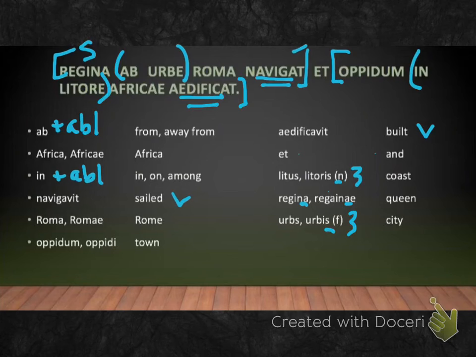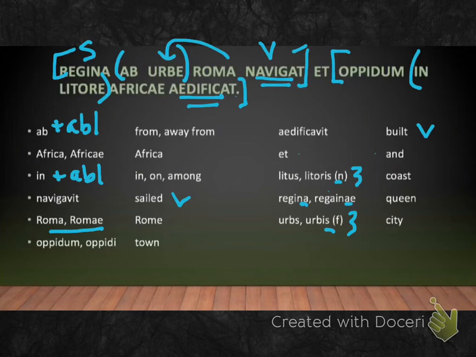I notice that Roma, which is also a first declension feminine noun, also ends with A, so it could be the subject too, but it doesn't make sense to say that Rome sailed from the city. And Rome does come after the preposition. So I think I'm going to make Rome actually be ablative and be the name of the city. So when I translate this, I'm going to translate it beginning with the subject Regina, and then I'm going to go to my verb, and then I'm going to add in ab urba, and then the name of the urba, which is Roma. So that's the first part of the sentence.